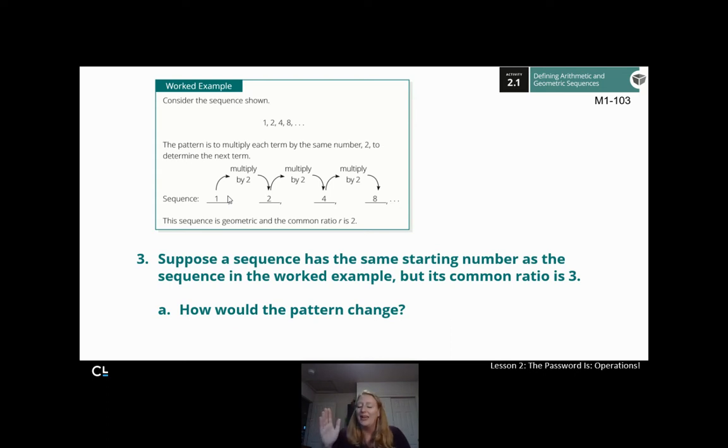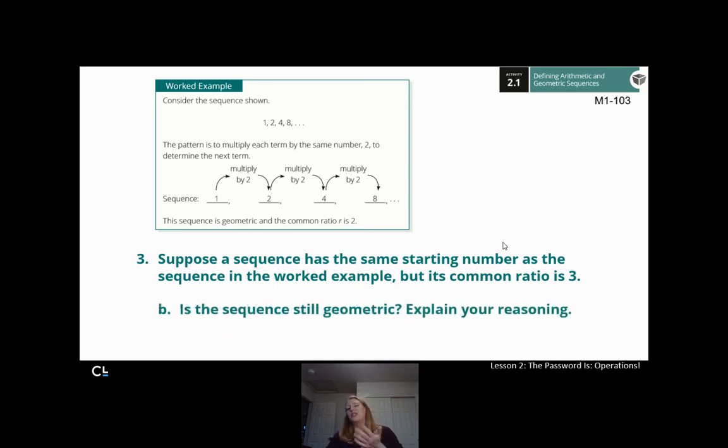All right. So when I multiply by 2, my pattern increases, like it gets bigger. But if I multiply by 3, it gets bigger faster, doesn't it? Yes, it does. So my sequence would still increase, just now my sequence would increase more rapidly. Yes, it would. So let me ask you the next question then.